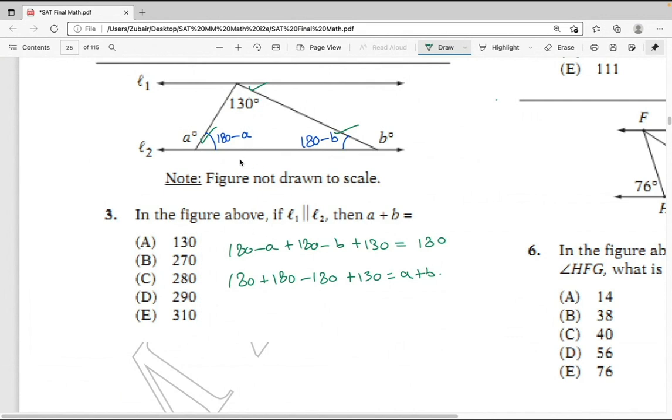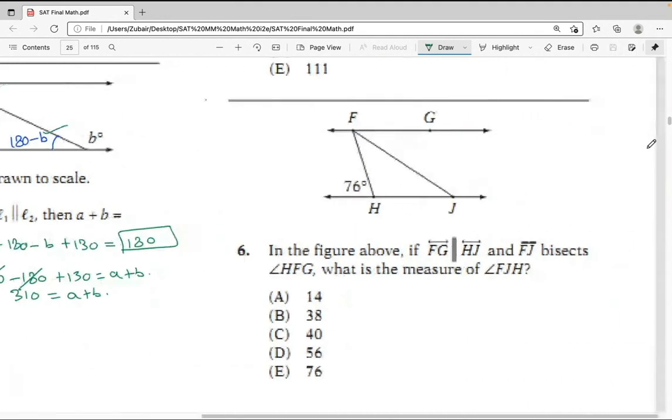So what I did was I wrote that angle in blue, inside angle, angles on a straight line are 180, so 180 minus A, then 180 minus B. And I'm adding all these three and equating it with 180. A plus B would be equal to 130, right? A plus B would be equal to 180 plus 130. Oh yeah, my bad. So 310.